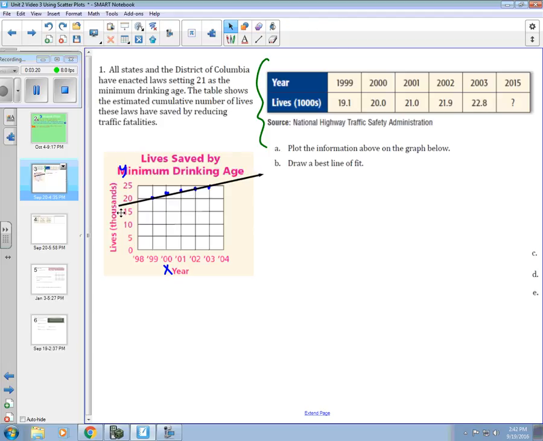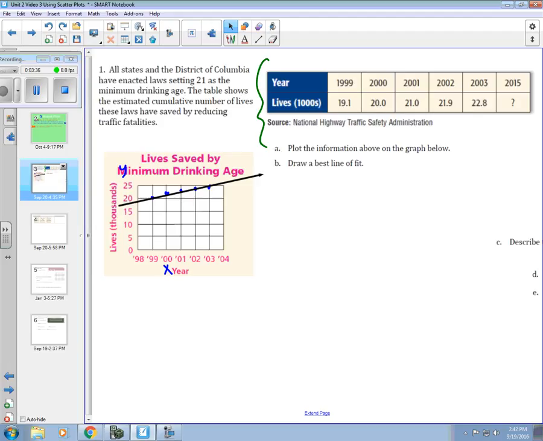Now, did that line go through all the points? No, and it shouldn't. You're not doing a dot to dot here like you did back in elementary school. You're drawing a straight line, maybe use the edge of another piece of paper or something to draw a line as best you can through all those points.